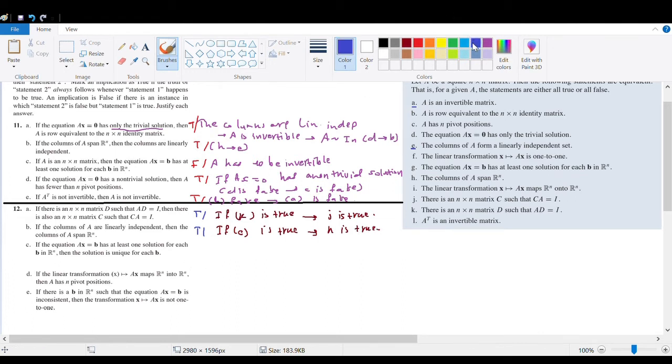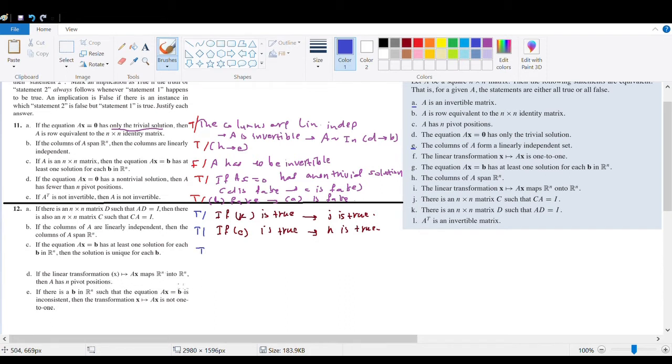Then for C, if the equation Ax equals b has at least one solution for each b in Rn, then the solution is unique for each b. This one is true also, because we know that the columns of A are linearly independent and the equation has only the trivial solution. So that means we have a pivot in each row and a pivot in each column. That means we have only one solution. So this one is true.